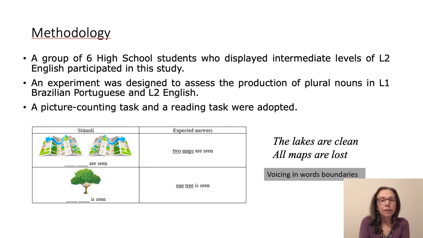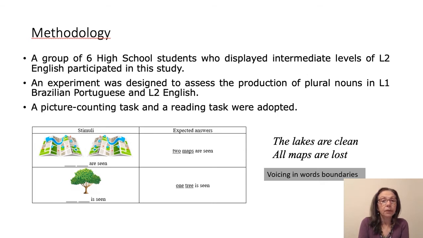The methodology: 6 high school students, intermediate level of L2. The experiment was designed to assess the production of plural nouns in L1 Brazilian Portuguese and L2 English. They were, of course, all native speakers of Brazilian Portuguese. There were 2 tasks: a picture counting task, where students had to say 2 maps, 3 maps, and a reading task where orthography was present.